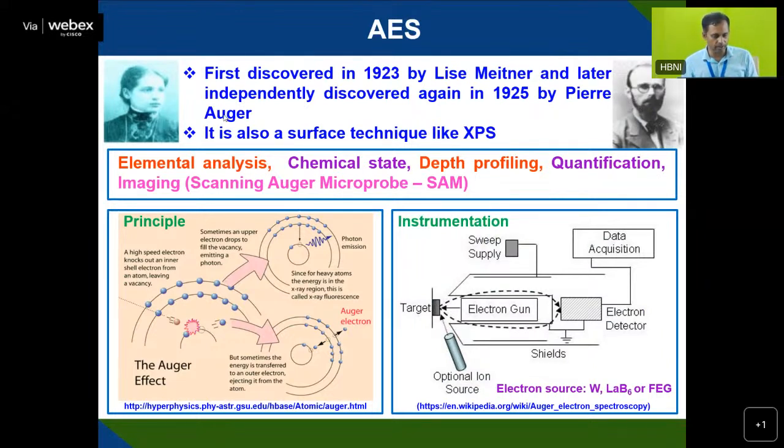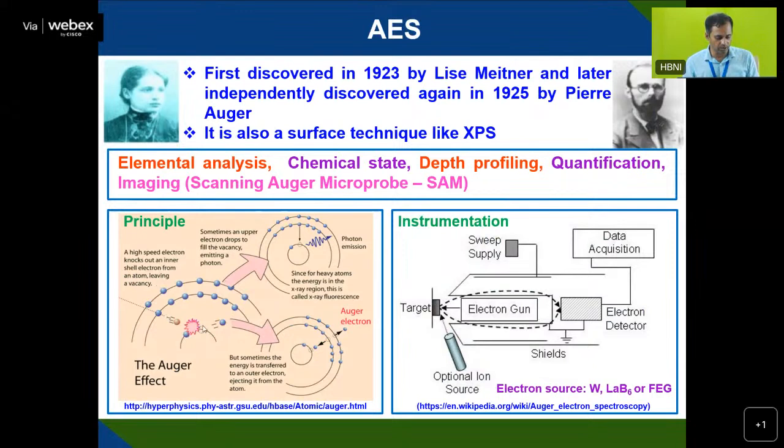It is also a surface technique like XPS, and you can get information like elemental analysis, chemical state, depth profiling, quantification, and imaging, since scanning electron microscope microprobe is possible. So you can get both elemental analysis as well as imaging in this case. You can see here, this is the Auger electron process. That's a three-electron process, where a high-speed electron knocks an inner shell electron out.